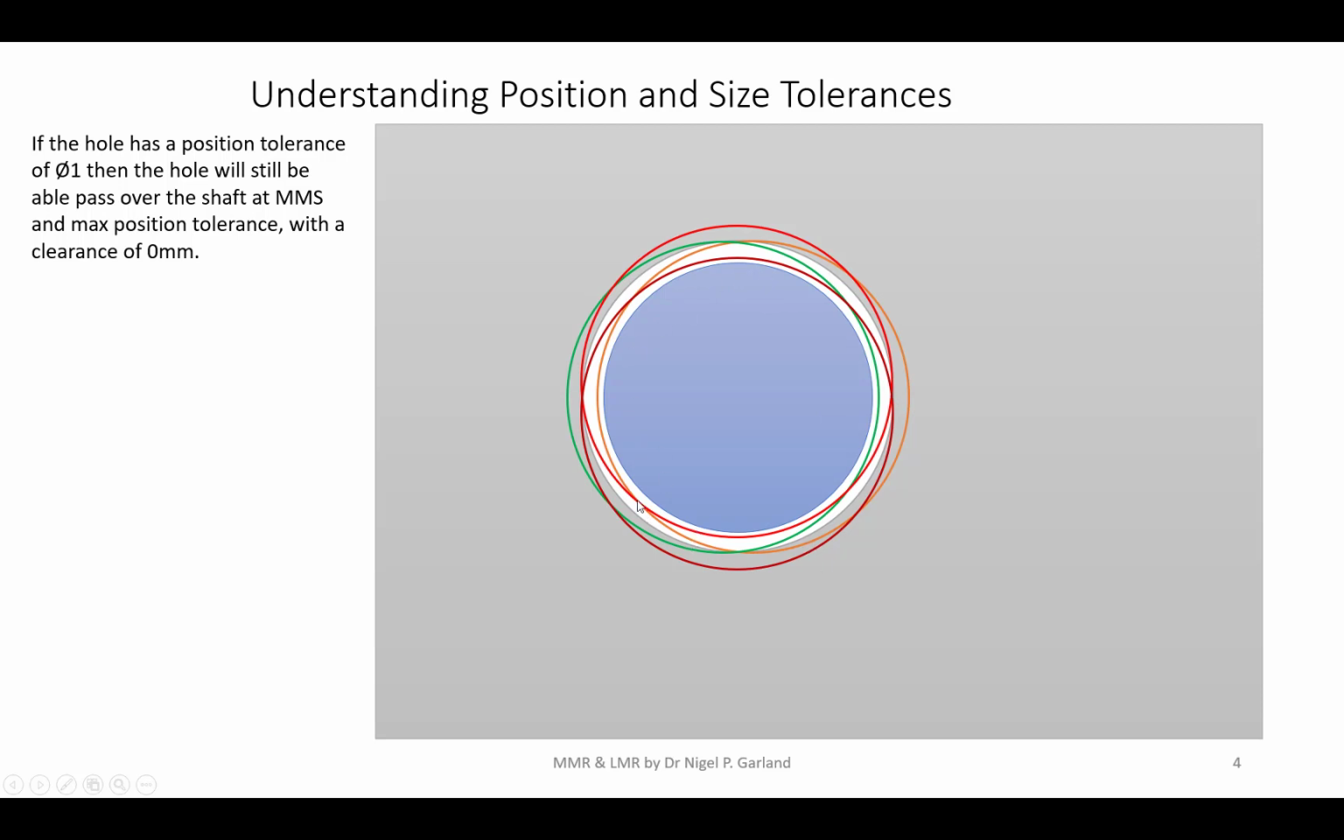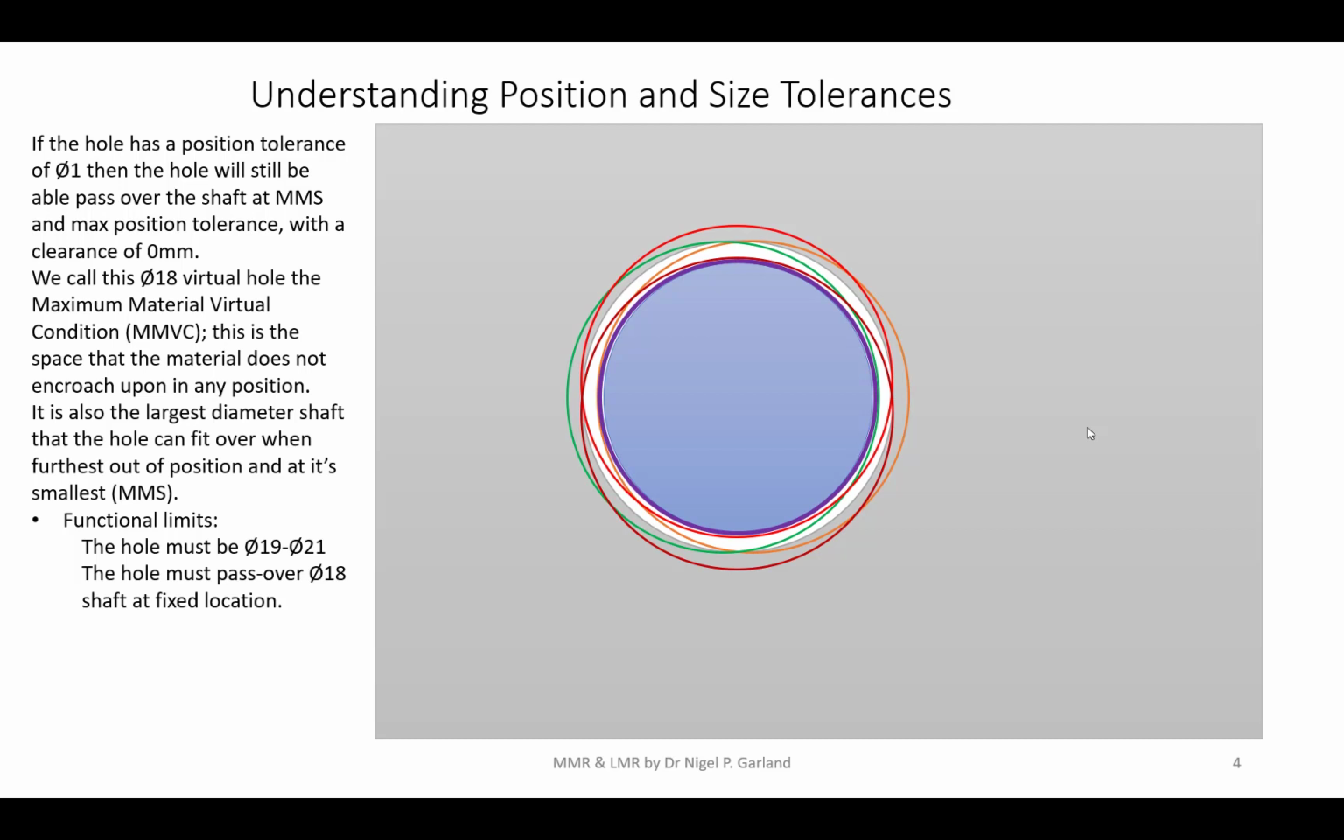And the thing that binds all of these possible locations together is they always clear this zone inside here, and we call that area there the maximum material virtual condition. So that space is never encroached upon by the surfaces around that hole, so the material never encroaches on that surface. We can now describe the functional limits that we've got from these parts as the hole must be between 19 and 21, and the hole must pass over an 18mm shaft at fixed location.